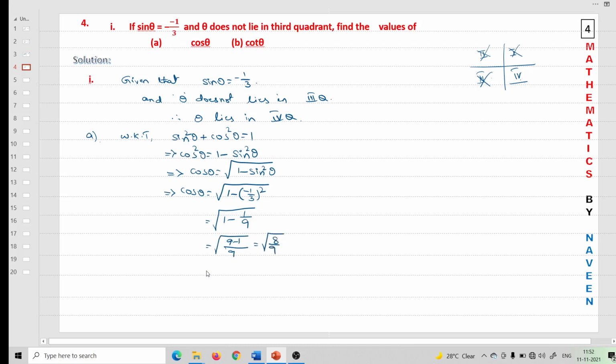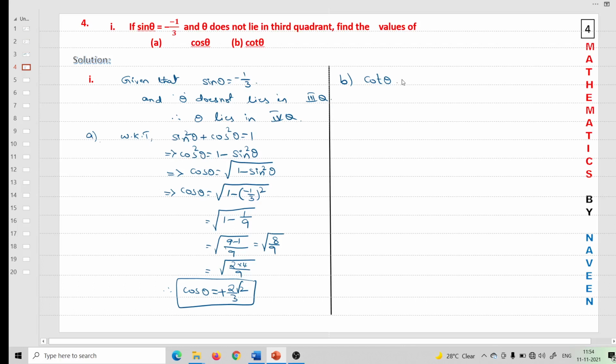So 8 can be written as 2 into 4, so 2 into 4 by 9. Therefore, cos theta is equal to, see, square root of 4 is 2, square root of 9 is 3, and root 2 as it is. And this value is either positive or negative. So for that, what is theta? Theta lies in the fourth quadrant. In the fourth quadrant, cos values are positive. So simply cos theta is equal to 2 root 2 by 3.